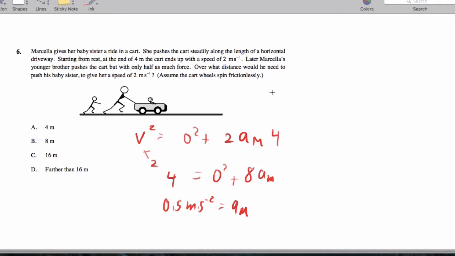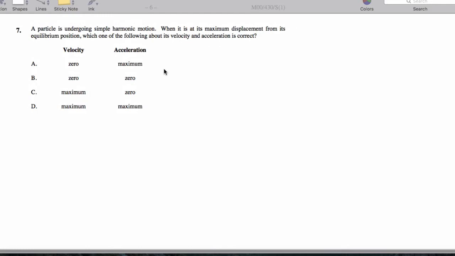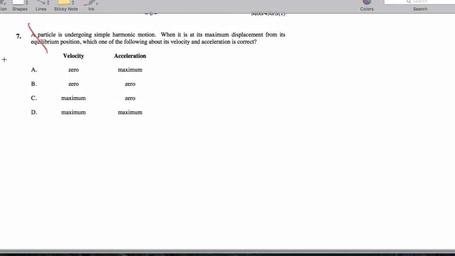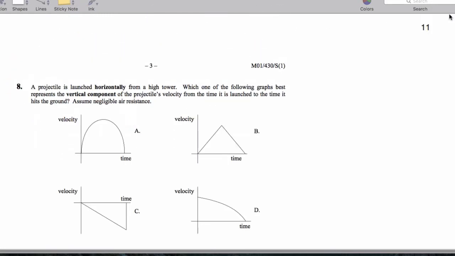And then we're going to end up having half that acceleration here. So we want to know what distance we get. So we get 4 equals 0 squared plus 2 times half of Marcella's acceleration, because it's half the force applied, so 0.25 times the new s. So we're going to get 4 divided by 1 is s, so we end up getting 4 meters for the pushing force. And then for number 7, this is one we'll skip until a little bit later on.